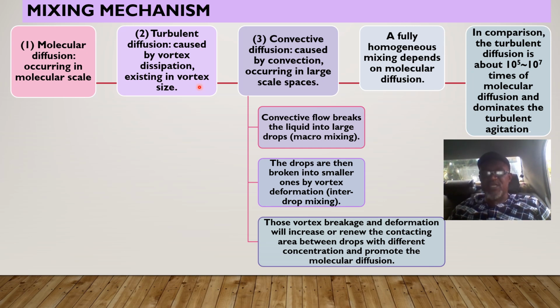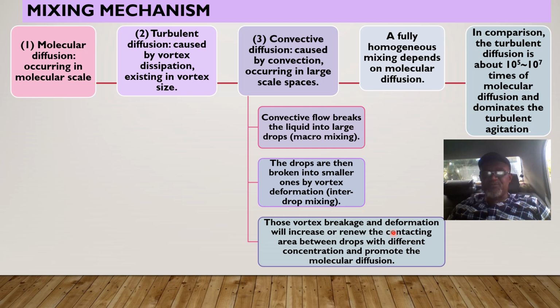We'll still come to vortex to see the uses of vortex and why we will not allow vortex to get to a certain level. Three, convective diffusion. This is caused by convection occurring in large scale spaces. Now, convective flow breaks the liquid into large drops, that is macro mixing. The drops are then broken into smaller ones by vortex deformation. That brings about interdrop mixing.